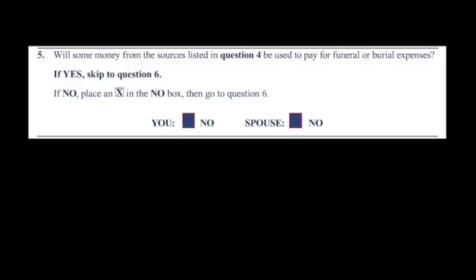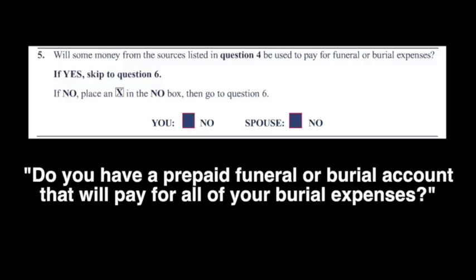In question 5, you are trying to understand if this individual will have to pay funeral or burial expenses out of any resources listed in question 4. The way we would like you to ask question 5 is, do you have a prepaid funeral or burial account that will pay for all of your burial expenses? If they do, then that's all paid for and none of their resources are going to have to pay for it. So then, you would put an X in no. None of this money is going to be used for funeral or burial expenses.